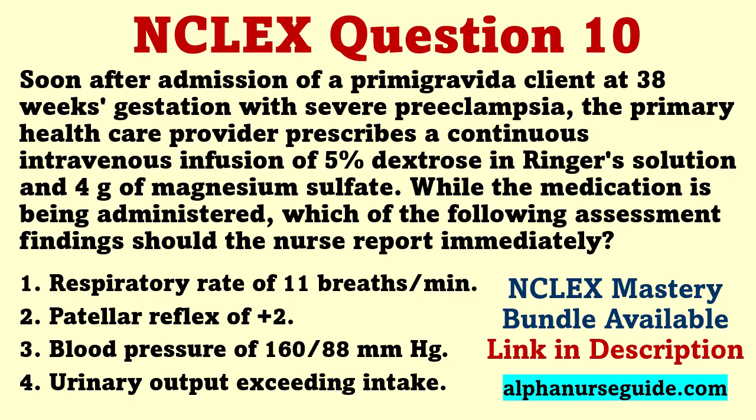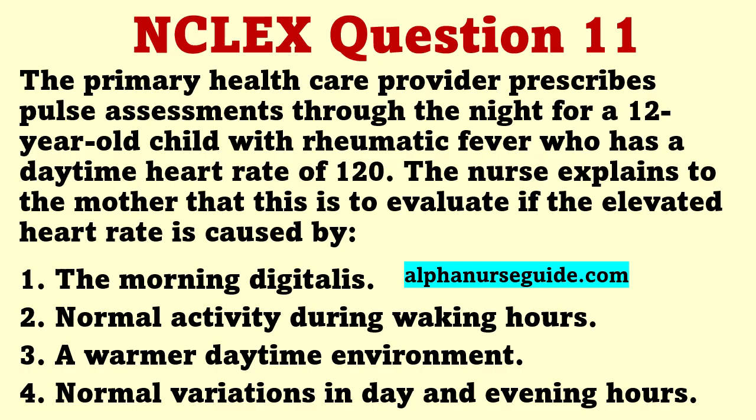A blood pressure reading of 160/88 would be a common finding in a client with severe preeclampsia. Urinary output exceeding intake is not likely in a client receiving intravenous magnesium sulfate. Oliguria is more common.